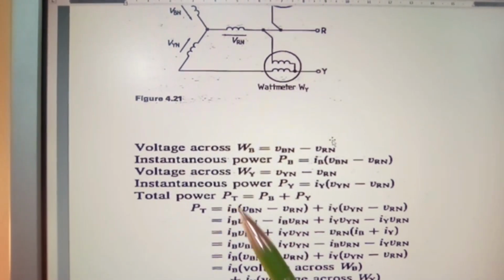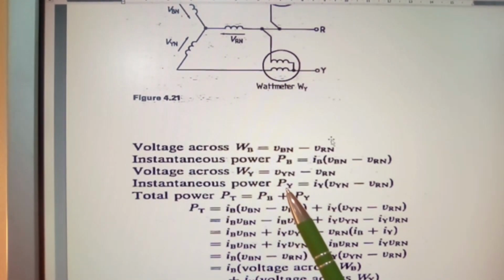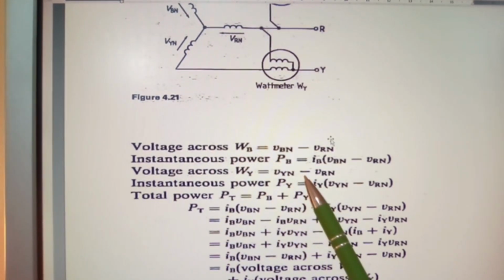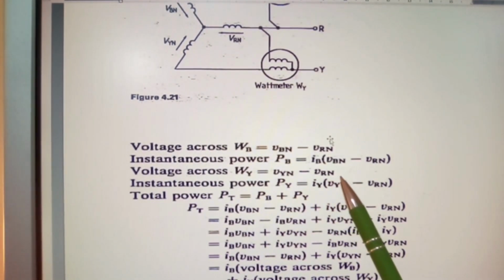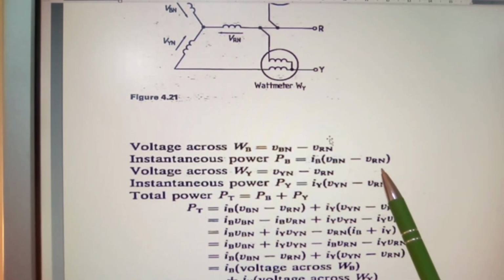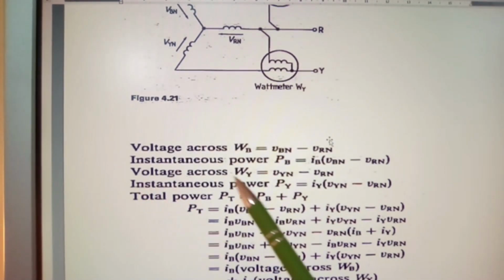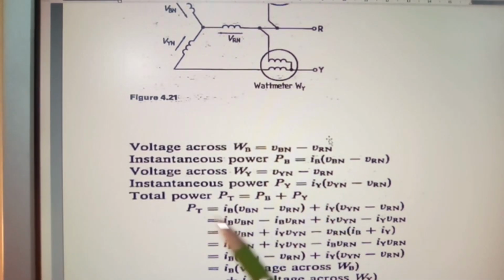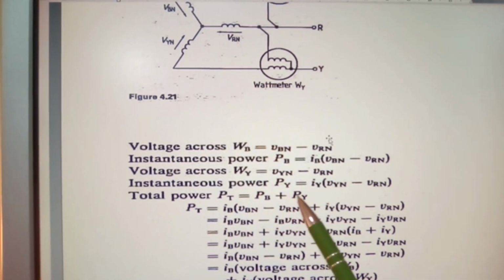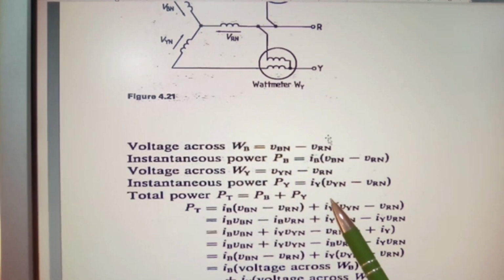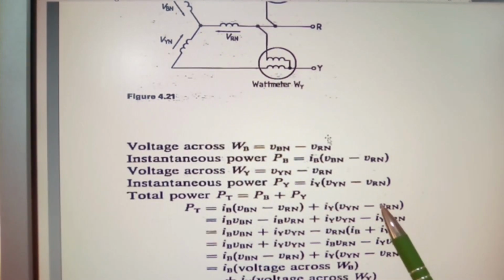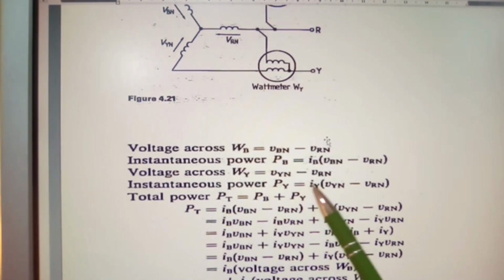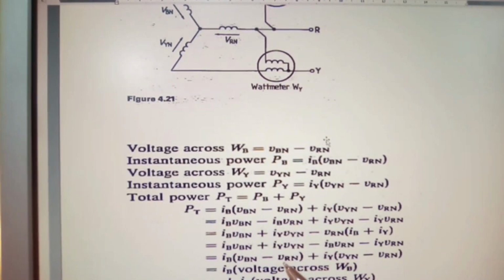It has not changed. Voltage across WB equals VBN minus VRN. Instantaneous power PB equals IB times (VBN minus VRN). Voltage across WY equals VYN minus VRN. Instantaneous power PY equals IY times (VYN minus VRN). And these are just a formulation of application for you to know and be familiar with.